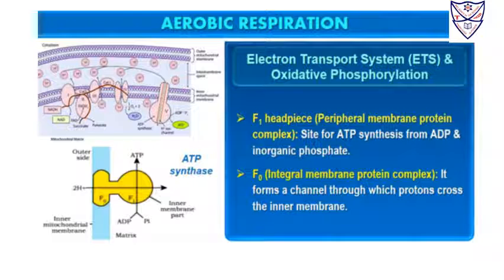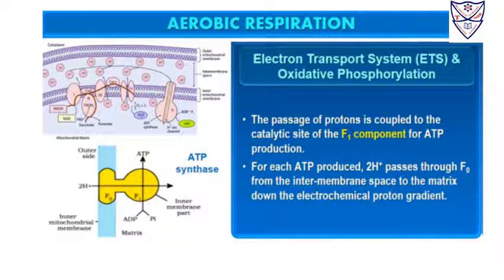The integral membrane protein complex forms a channel through which protons cross the inner membrane. So this is from where the 2H+, the protons, will cross this membrane. The passage of the protons is coupled to the catalytic site of the F1 component for ATP production. For each ATP produced, 2H+ passes through the complex from the intermembrane space to the matrix down the electrochemical proton gradient.